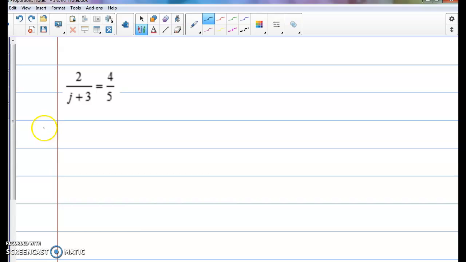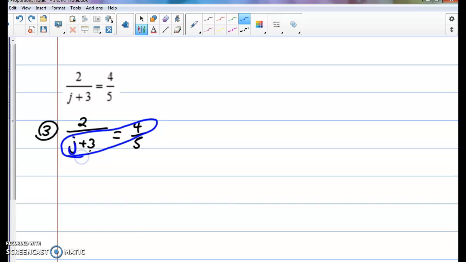Alright, example 3. We have 2 over j plus 3 equals 4 over 5. Now this one has a binomial in it, which means this one has two terms. So bicycles have two wheels. Our denominator here has two terms, so binomial. We're still going to cross multiply, but this time when I keep my variable first, my j plus 3 times 4, I'm going to have to keep my j plus 3 in parentheses to keep it all together.